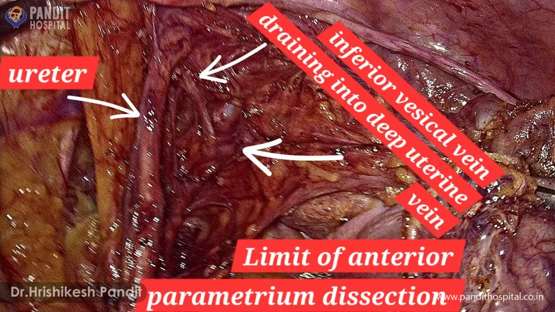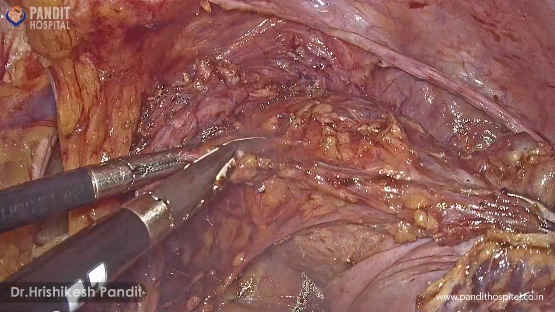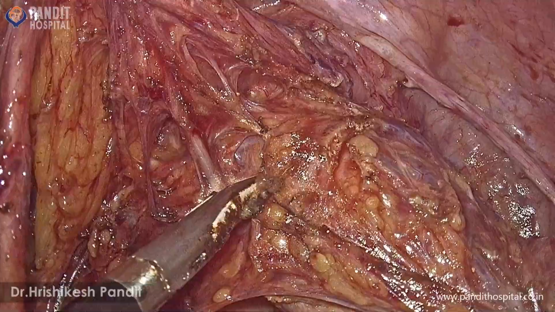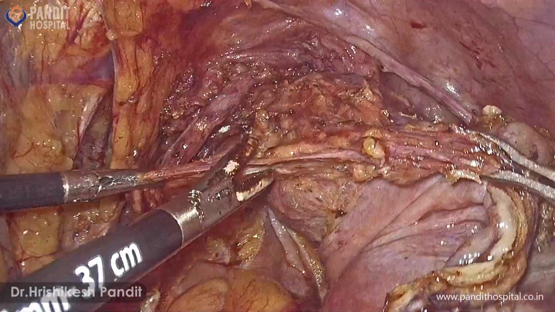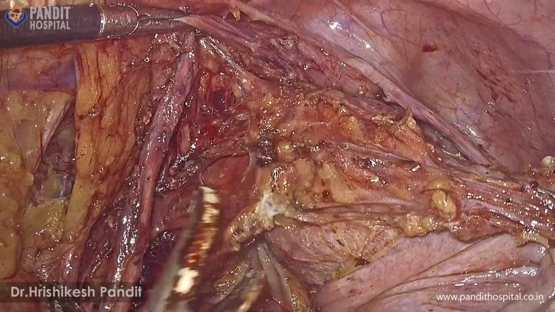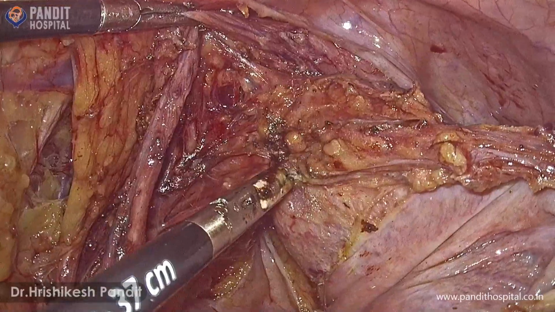Here we can see the inferior vesical vein draining into the deep uterine vein. Inferior vesical vein is the limit of dissection of anterior parametrium. We need not dissect beyond it. Now we move on to another essential component of radical hysterectomy, that is parametrectomy, without which surgical treatment of cancer cervix is incomplete.